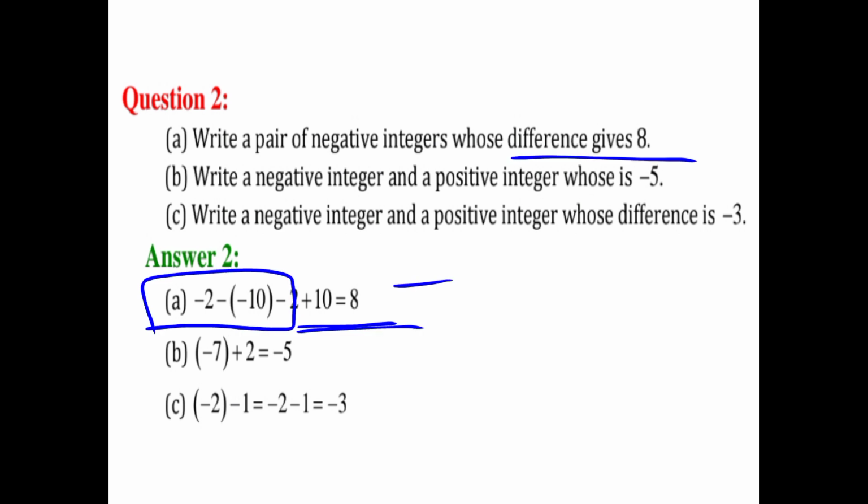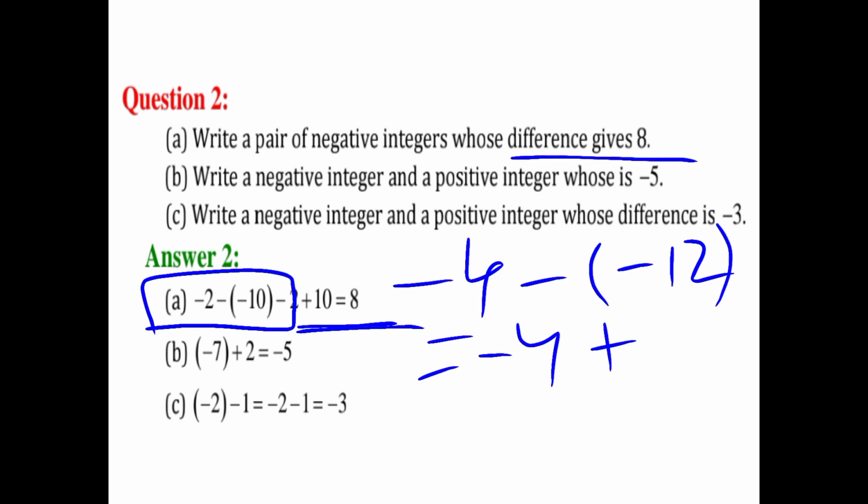Say for example, -4 minus -12. It will give us -4 plus 12, which is equal to plus 8. This is how you can find different pairs of negative integers whose difference is positive 8. Then there is the next part: write a negative integer and a positive integer whose sum is -5.